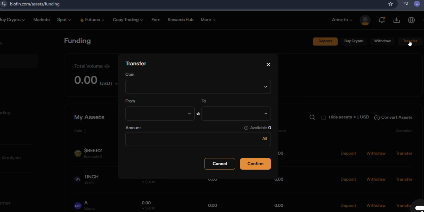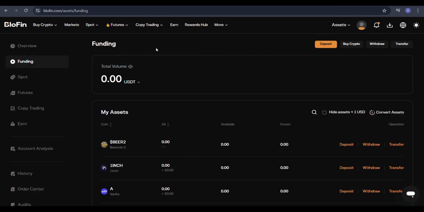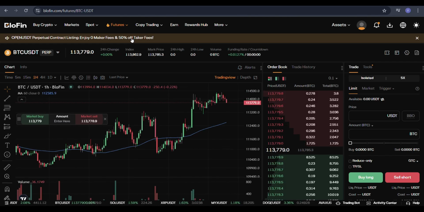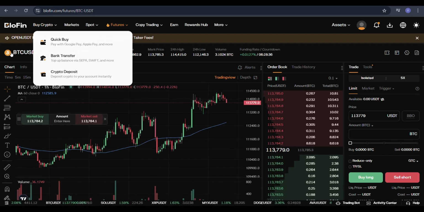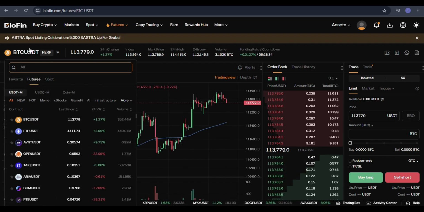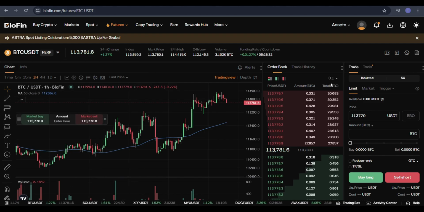So you can go to transfer, funding to futures. Press confirm. And now you can trade futures. You can go to USDT and futures, and here you can choose your trading pair. For example, I'll use Bitcoin. On the right side, you set everything for your trade.